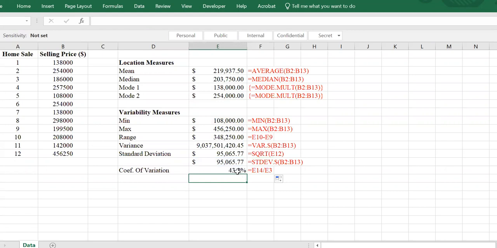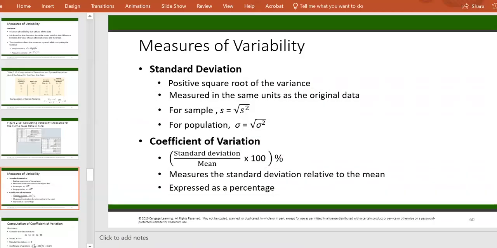Again, this will tell you that typically speaking, the observations are 43% deviated, different from the mean. So that's how you can interpret this number. On average, these observations are 43% far from the mean, right? That's the standard deviation, but in terms of the number of means that they're different from the mean itself.